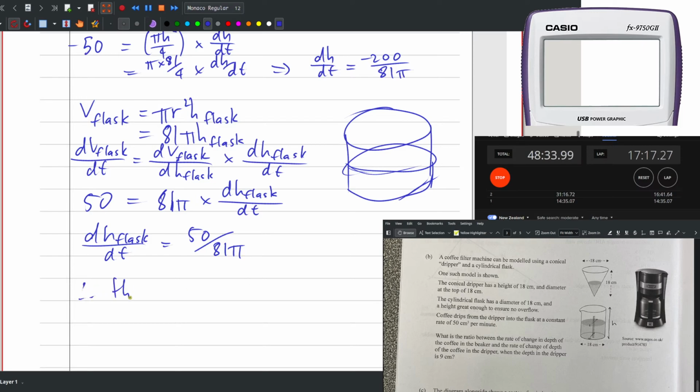So the ratio is 50 on 81 pi divided by negative 200 on 81 pi, which is equal to negative 1 on 4. Alright.